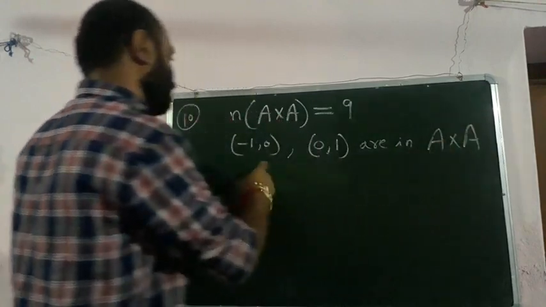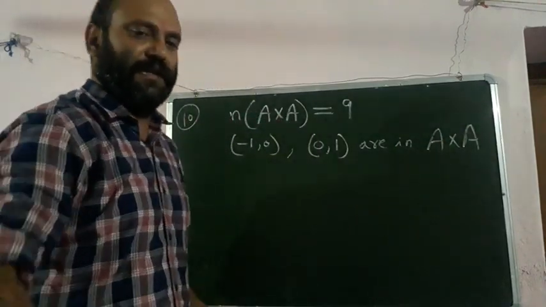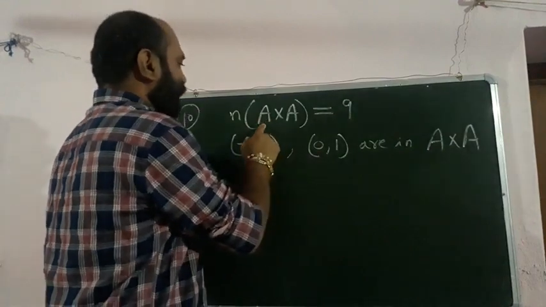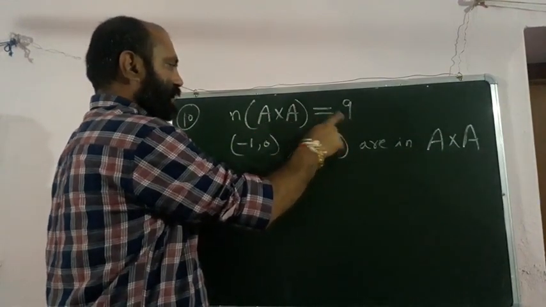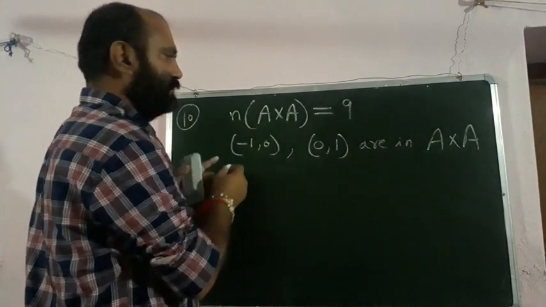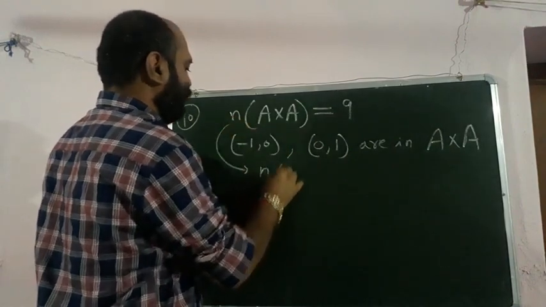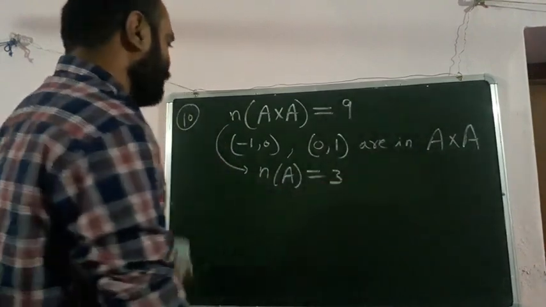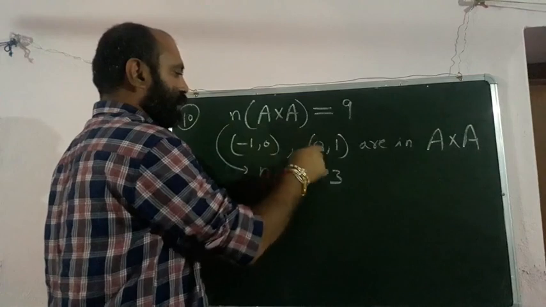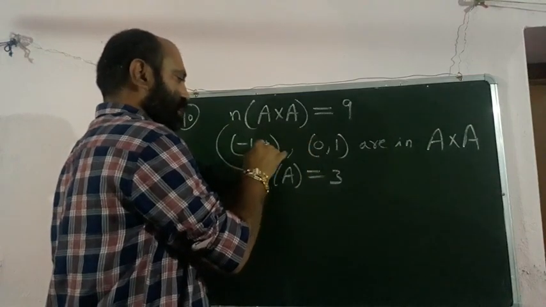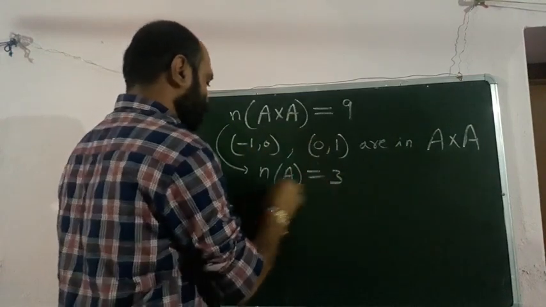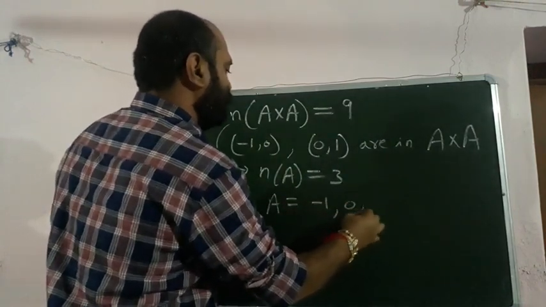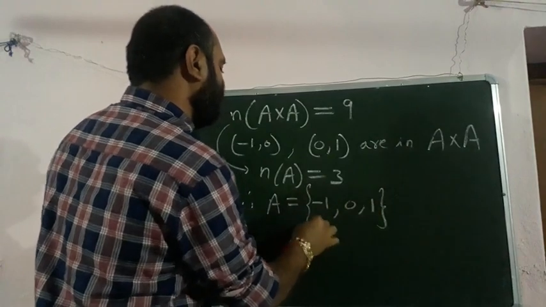हाँ जी, बहुत इजी. देखिए यहाँ पे समझने के लिए बहुत इजी है, आप देख सकते हैं. A क्रॉस A में 9 एलिमेंट्स हैं. It means number of elements in A is equal to 3. 3 एलिमेंट्स होंगे और वो 3 एलिमेंट्स आपके पास यहाँ पे दिख रहे हैं आपको. एक -1 होगा, एक 0 होगा और एक 1 होगा. So therefore the value of A is {-1, 0, 1}. These are the 3 elements in A.